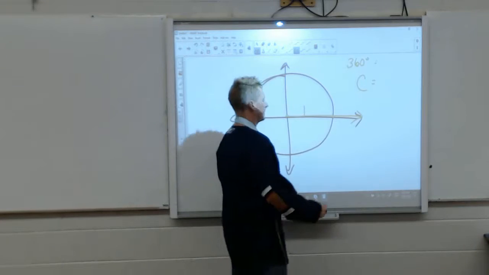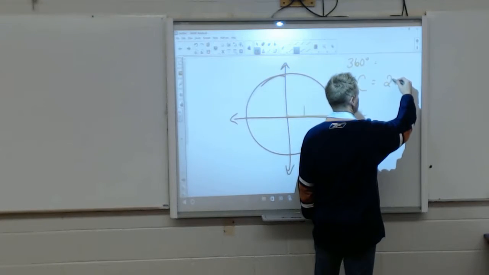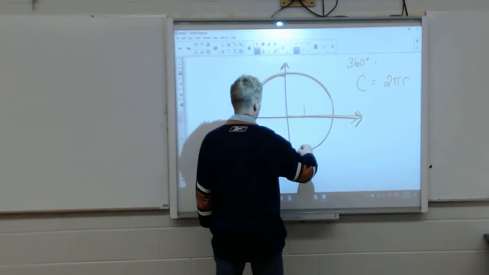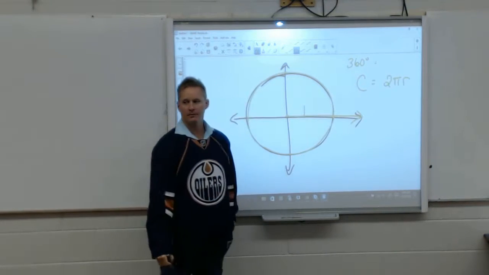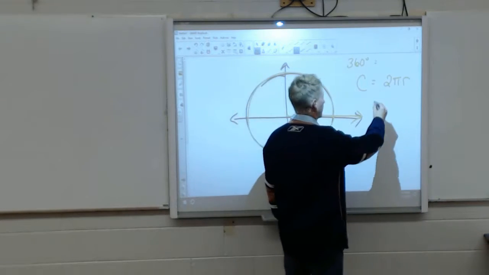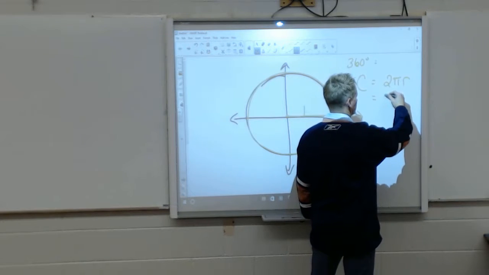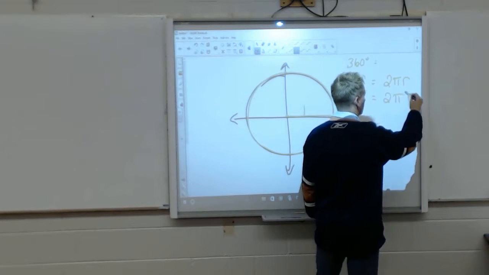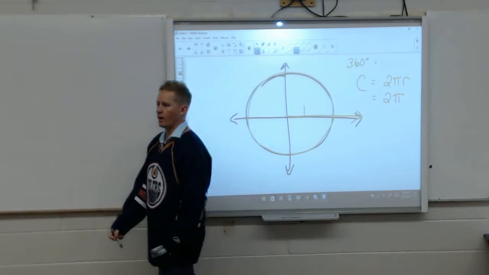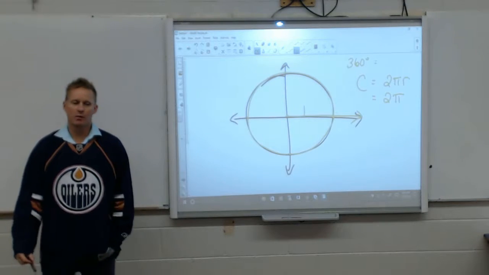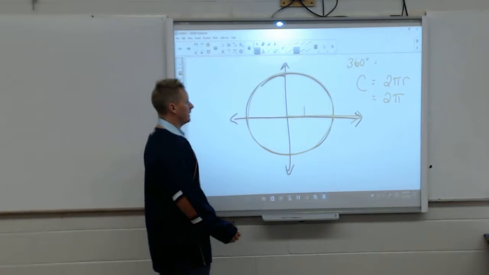2 pi r. Okay, so 2 pi r, that's the distance around the circle. So if my radius is 1, how far around the circle do I go? 2 pi times 1, which is 2 pi. This is what we call radian measure.